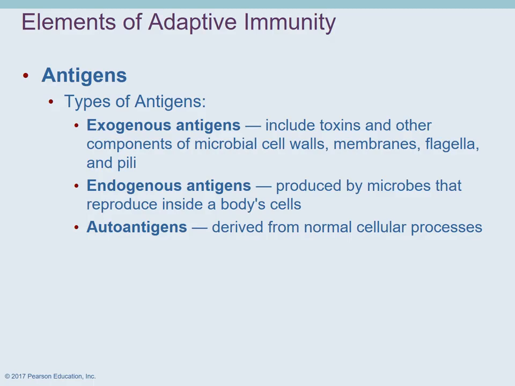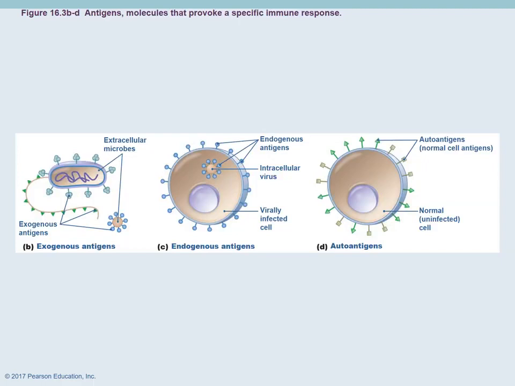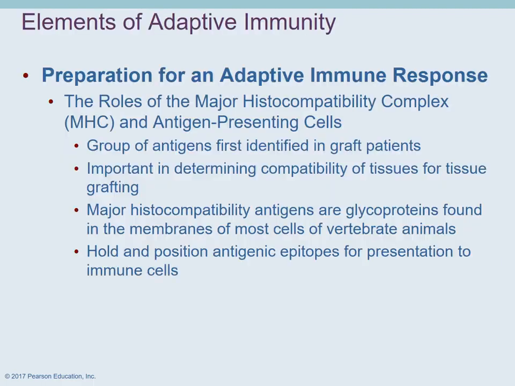Exogenous antigens, these may include things like toxins, components that are on the cell wall. Endogenous antigens, these are produced by microorganisms that will reproduce inside your cell. And this just shows examples of.